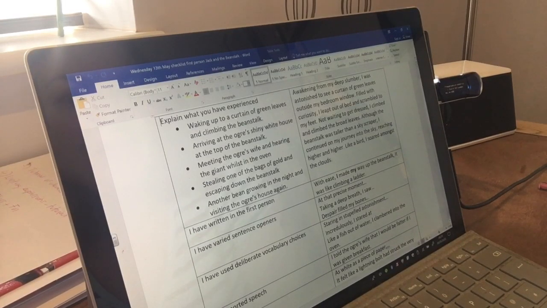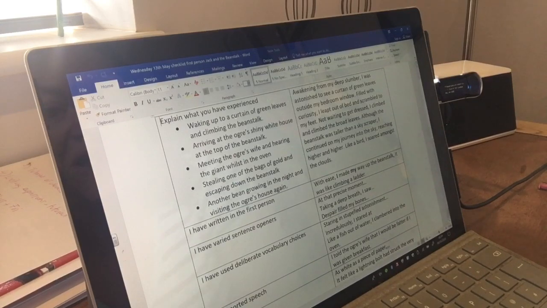First of all, make sure you include everything that Jack has experienced, and today on pages 4 to 6 he experiences quite a lot in the story. So for one of your paragraphs you could talk about waking up to the curtain of leaves and climbing the beanstalk. Remember, Jack initially thinks the beanstalk's quite an easy climb. Then you could have a paragraph arriving at the ogre's shiny white house at the top of the beanstalk.